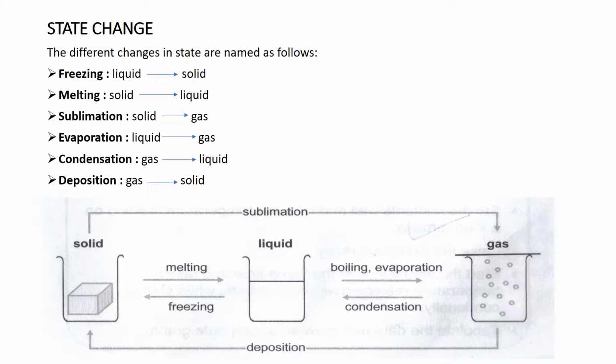In this video, we're going to look at state change and the kinetic molecular theory. We have 6 different state changes. We have freezing, going from liquid to solid, melting, going from solid to liquid, sublimation, going from solid to gas. Sublimation is very rare, but it does occur.